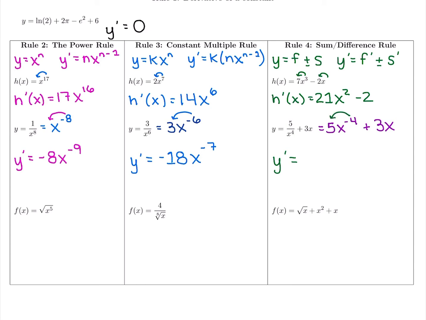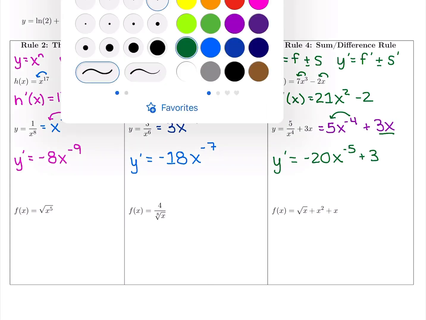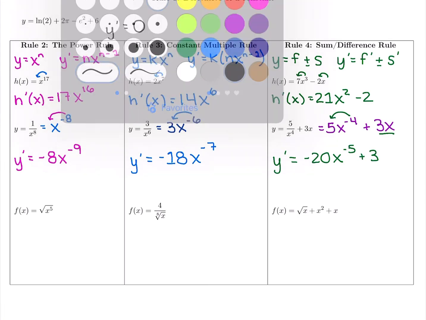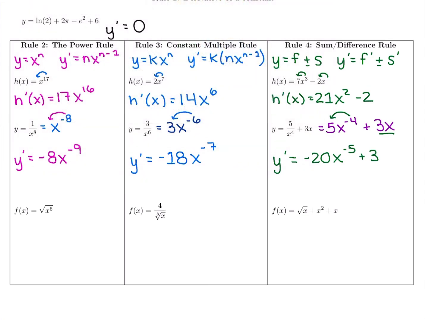So 5 times negative 4 is negative 20. X to the negative 4 minus 1 is negative 5. And the derivative of 3x is 3. Because it's x to the first power, we just take the number out front. 3 times the power of 1 would just stay 3. So it's all the same rules over and over again. That whole row is a little bit harder because we had to rewrite some negative exponents.